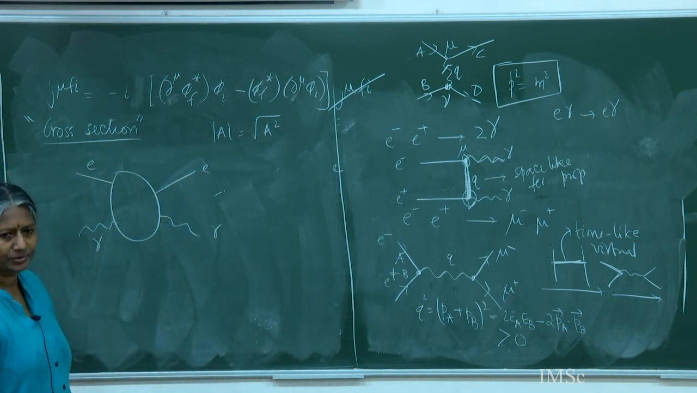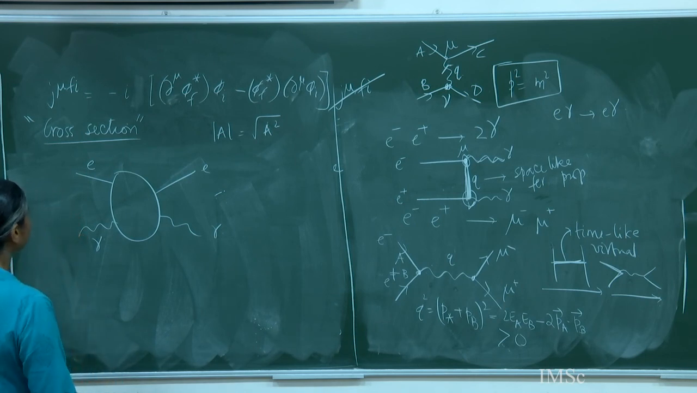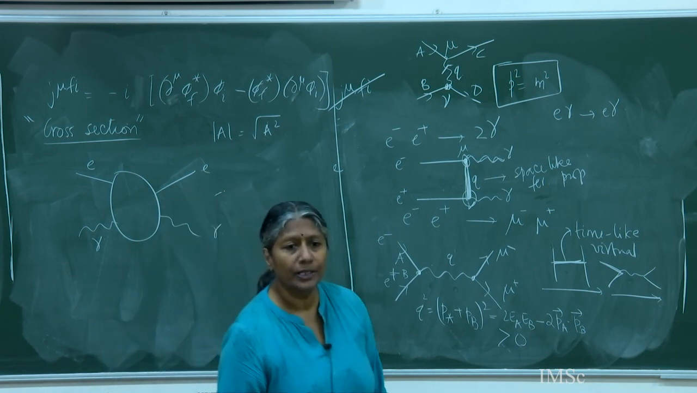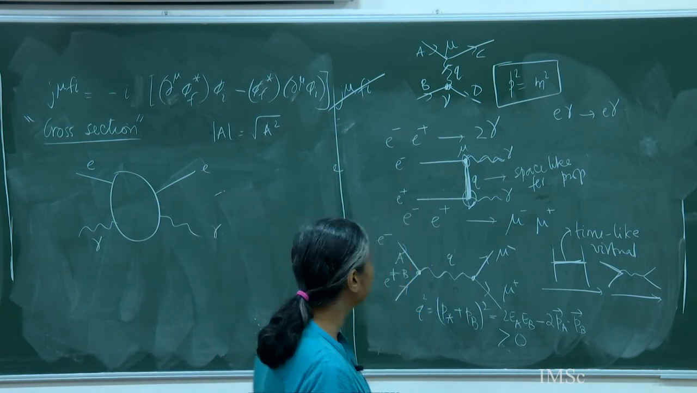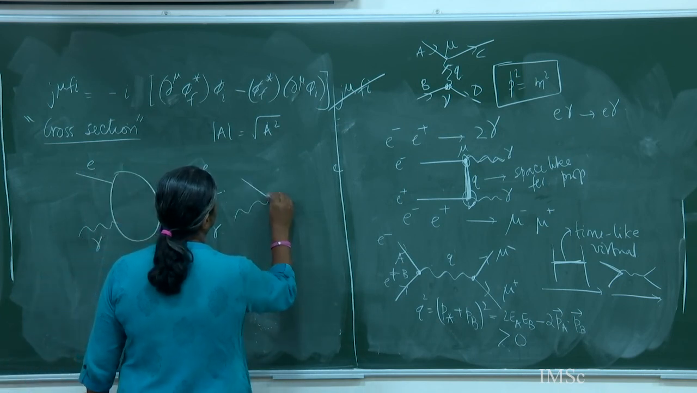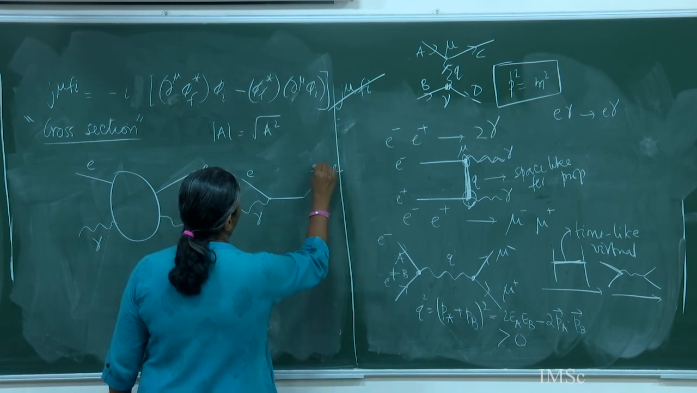The main thing to understand is that the photon has no charge, so the photon cannot interact with itself. The photon can only interact with an electron or positron. So I can have a diagram like this: e gamma goes to e gamma.